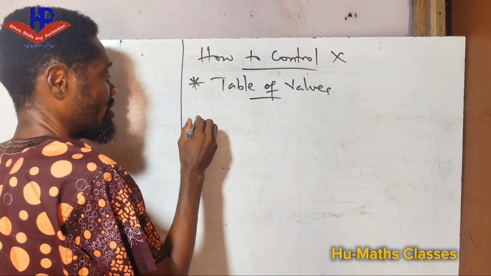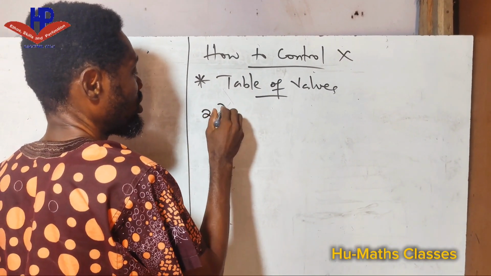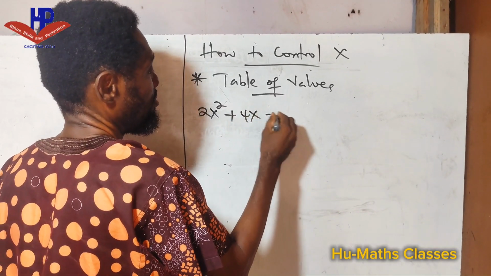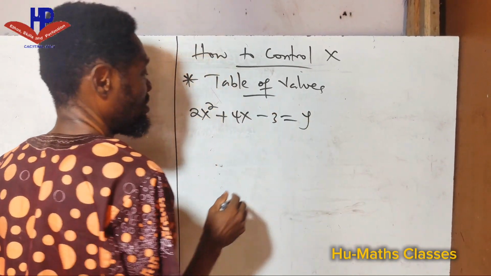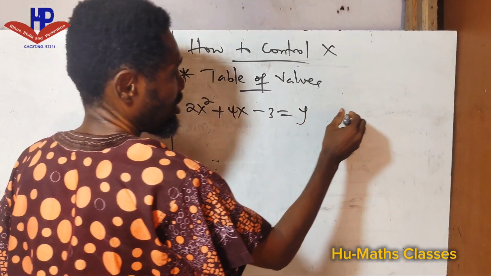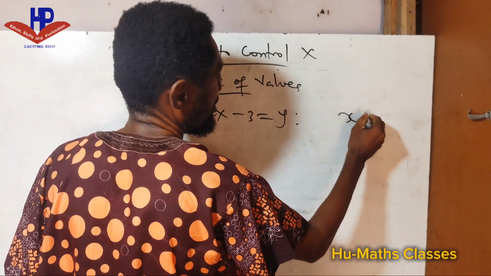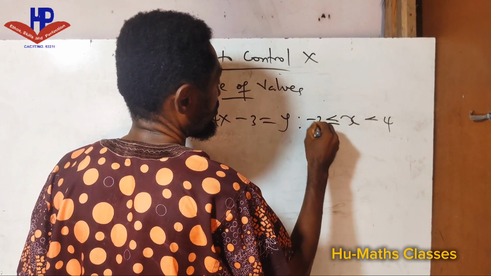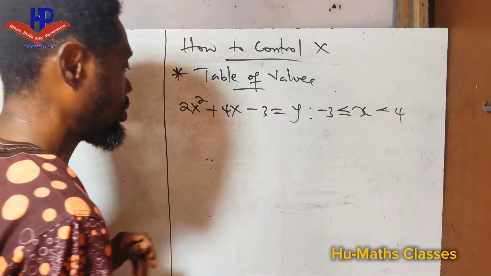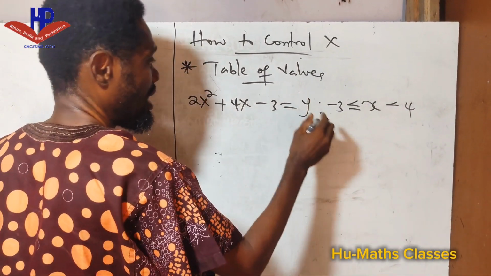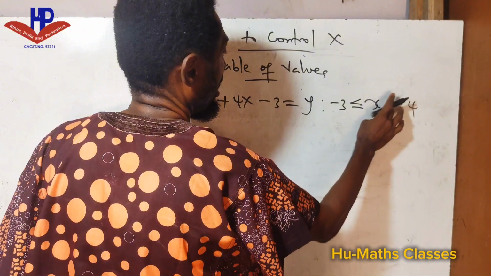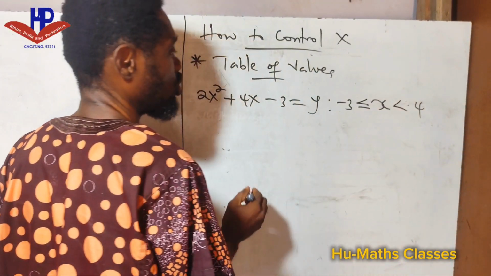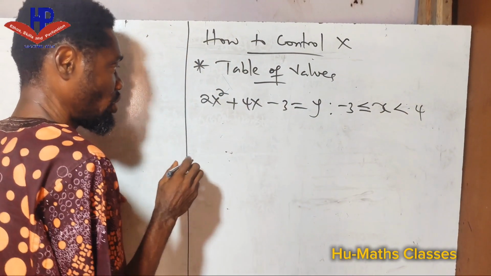So we're given this equation, 2x squared plus 4x minus 3 is equal to y. They said the values of x for which x is less than 4, greater or equal to minus 3. That's the range given to us. X is less than 4 and also greater or equal to minus 3. That is the range given to us for x.